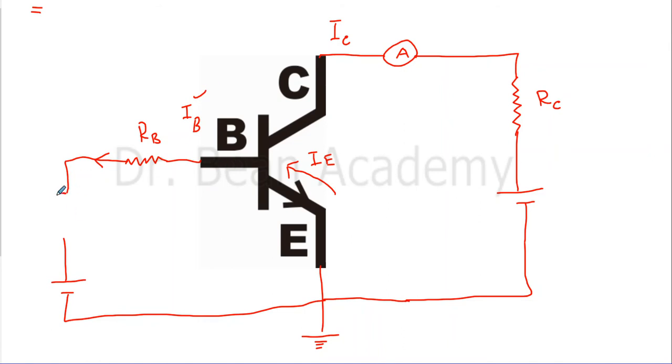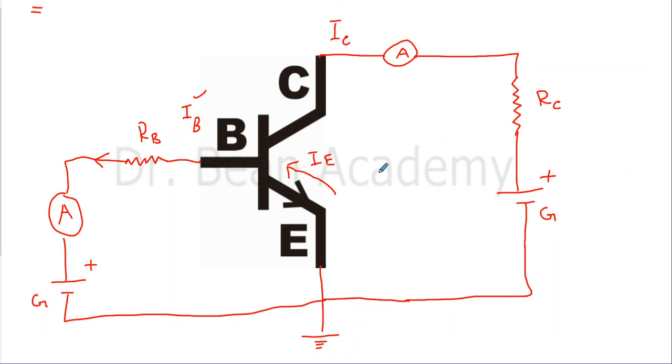So here, once again, we will put an ammeter, which will tell us how much current is coming out of the base. Of course, this is the positive terminal. This is also the positive terminal. Here it is ground and ground. And this emitter is grounded, because this is common emitter configuration, so the emitter is grounded.